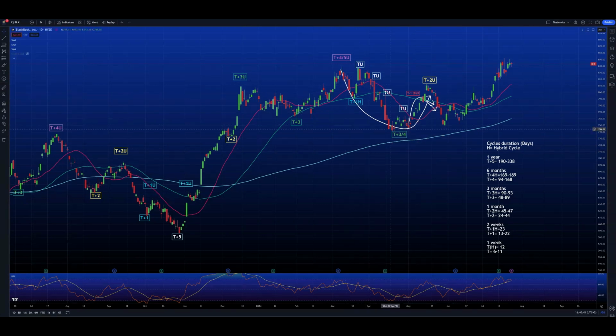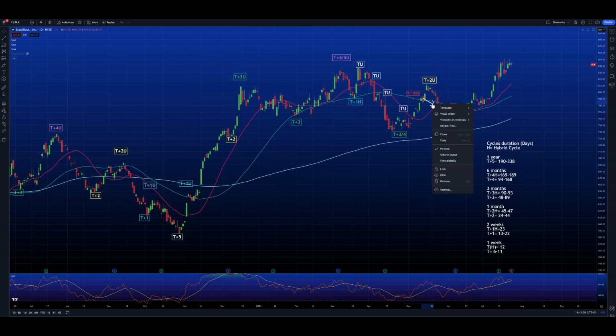So closing of a T plus 2 upward cycle and closing of a downward cycle T plus 2. So now what we can do is to update the chart. So we can put the T plus 2 here, T plus 2 upward cycle and downward cycle. Now we can also remove the arrows. So the analysis was correct.